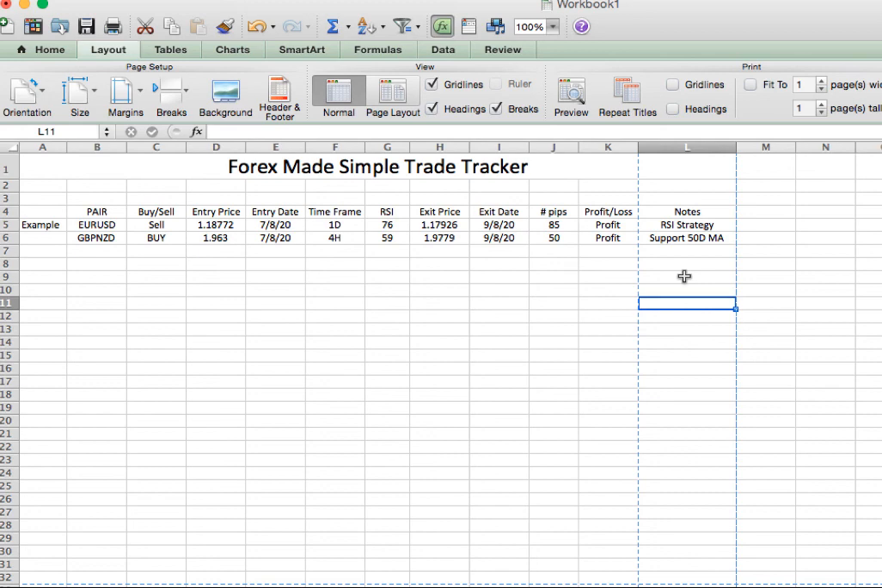I hope that this was beneficial to you, and I encourage you, go and do this exercise right now before you do any more trades. Have this sheet ready for you. Anytime you do a trade, make a note of it and put that into your spreadsheet so that you can track and see what's going on.